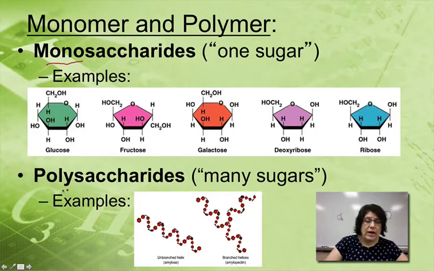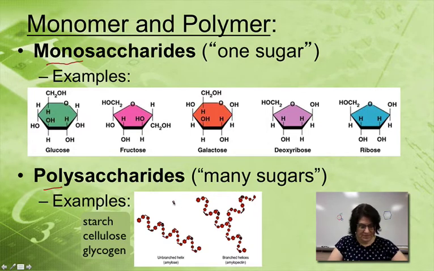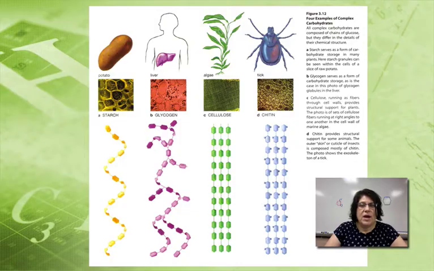Polysaccharides are many. Poly means many, like polymer, polysaccharide, many sugars. Examples of that are starch, which is what's shown here, two different versions of starch. Cellulose is another one, and glycogen. You can put either of those. Here are some examples of polysaccharides. And you can see it's all those hexagon shapes, but they're doing different things.